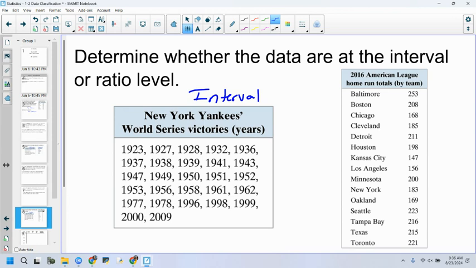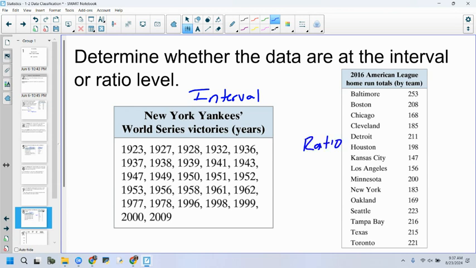Here, 2016 American League home run totals by team. The teams would be just qualitative data. And really, if I ignore the numbers here and just list off the teams, that would just be nominal, right? But now when I add in these values and I have associated with them their home run totals, okay, that's got a quantitative piece associated with it. And now, does 0 home runs actually mean a value of 0? Yes. So this is a ratio level. This right here would be a ratio level.